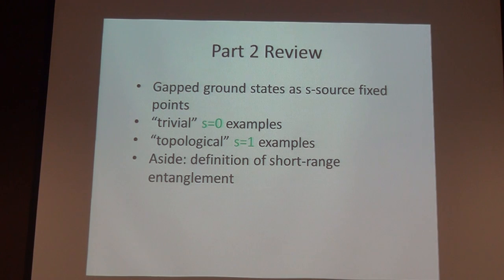I also talked a little bit about the definition of short-range entanglement, which is sort of talking about the borderline case between S equals 0 and S equals 1. So things that aren't really topological, but like an integer quantum Hall effect.